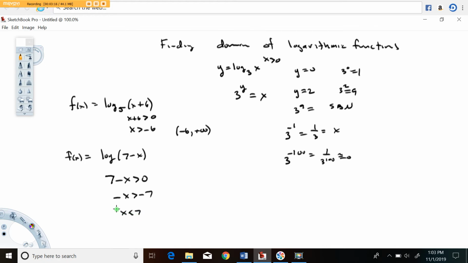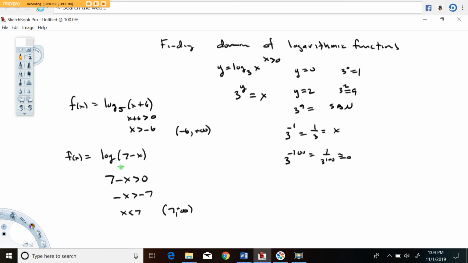Remember that when you divide or multiply by a negative number when you're dealing with inequalities, that always reverses the inequality direction. So here's the domain of this function, or in interval notation, from negative infinity to 7, not including the 7, because, again, log of 0 is not defined.